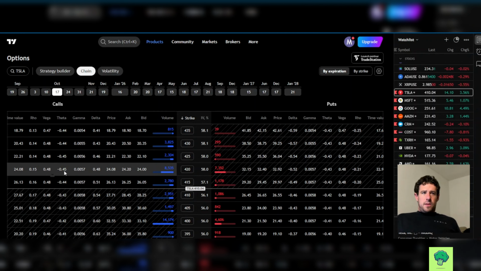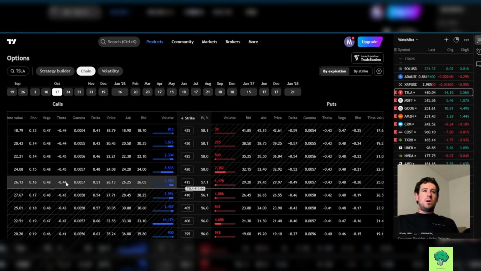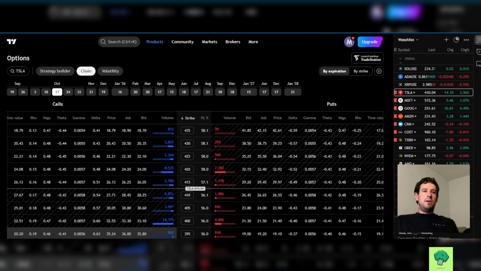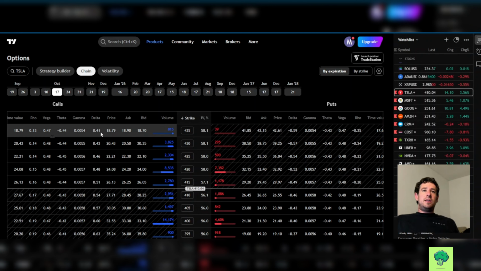And looking at Theta, basically it's costing 45 cents. It's going to be losing value of 45 cents per day at this strike price. And then here we're going to be losing 44 cents per day. So Theta and delta are very important.